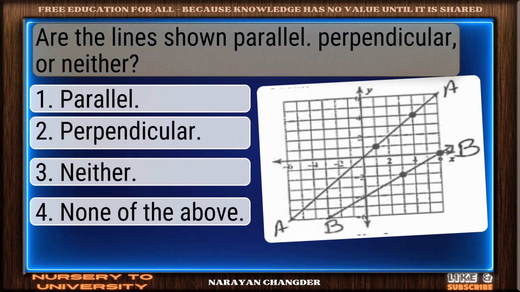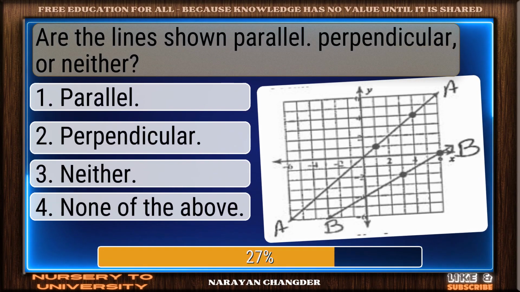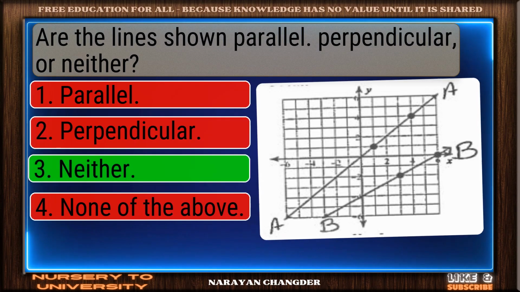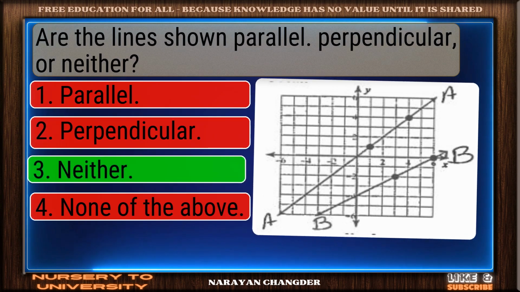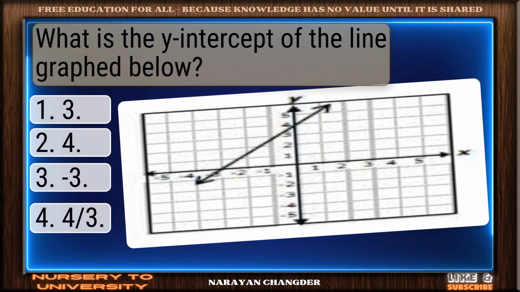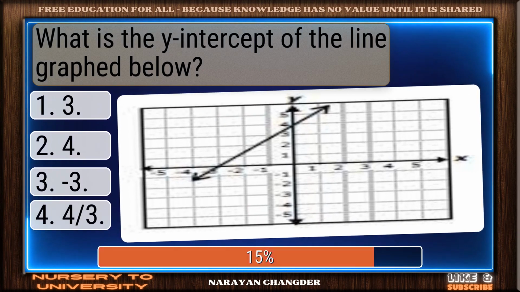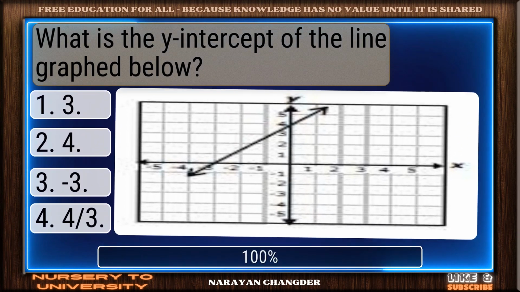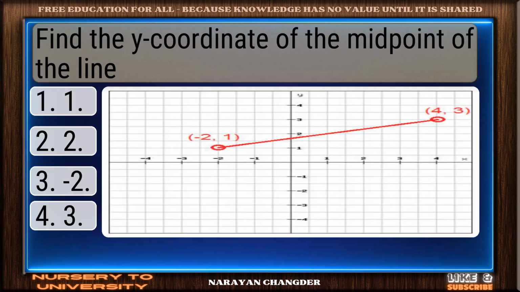Question number 13. Are the lines shown parallel, perpendicular, or neither? Excellent choice. Neither is the right answer. Question number 14. What is the y-intercept of the line graphed below? Well picked. 4 is the correct answer.